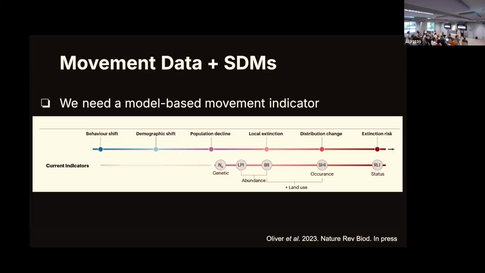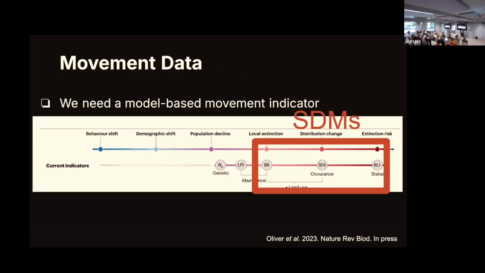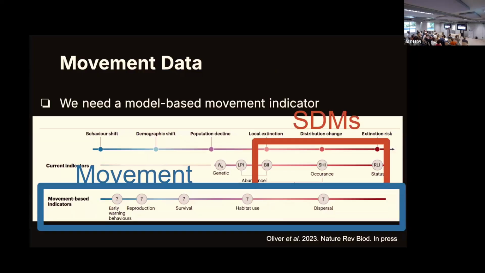And I really think we need to get more models, because we're never going to have the data to measure these things directly. But people are really distrustful of models. And so we just need to convince people that we need models because they represent the ecological process and they can help us understand and predict through time. And so I think SDMs fit there. And I really think that movement data and SDMs work together so well to do this, because movement data, we're getting more and more of it. It's representing all of these different processes, like early warning behaviors, down to habitat use and dispersal.